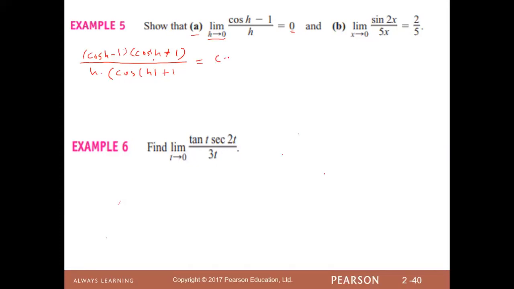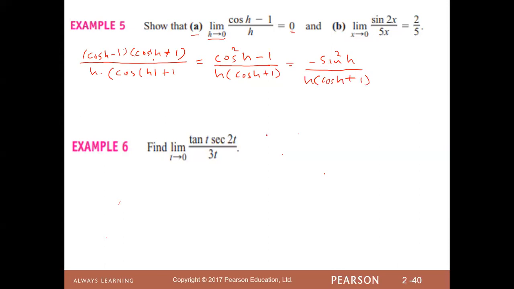So this is going to give me what? Cosine square of h minus 1, right? Divided by what? h multiplied by cosine of h plus 1. Now, the one on the top, I can rewrite it as negative sine square of h. Is everybody comfortable with that? Cosine of h plus 1. Is everybody comfortable with this?